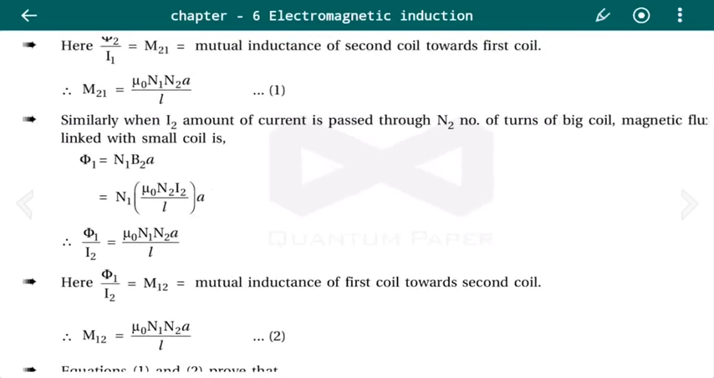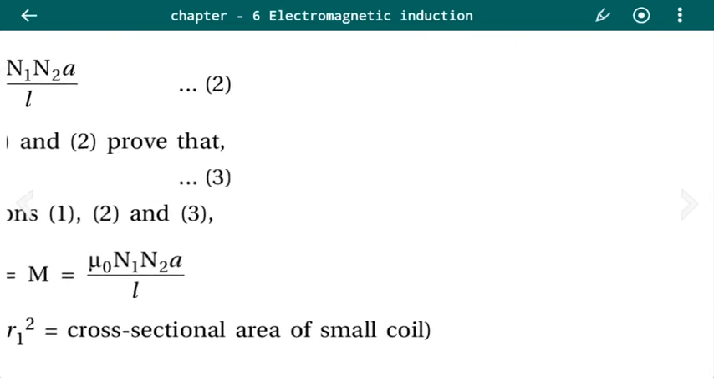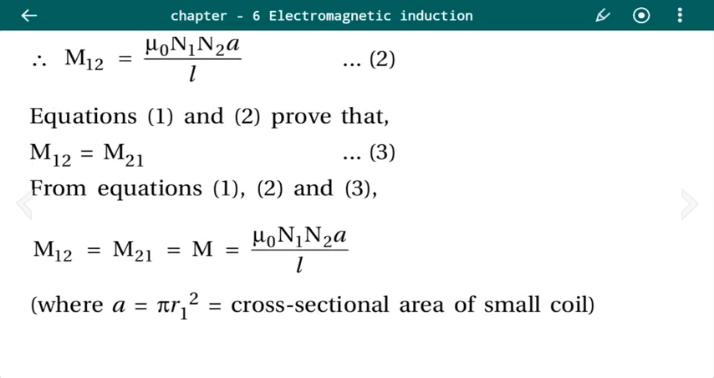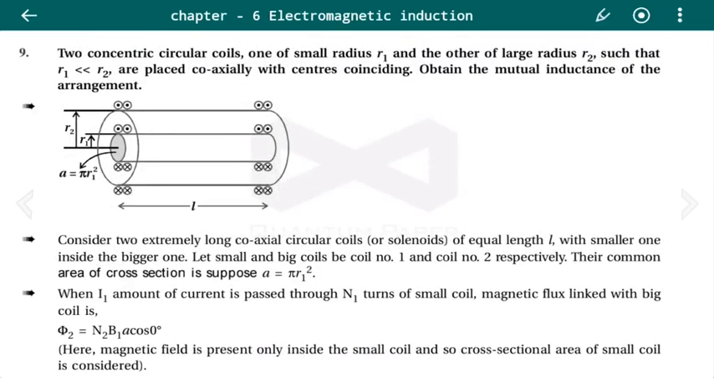So from equation 1 and equation 2, we can say that M12 equals M21, which equals mu 0 N1 N2 A upon L, where A is the cross-sectional area of the small coil, that is pi r1 square. So students, you may note down this numerical.